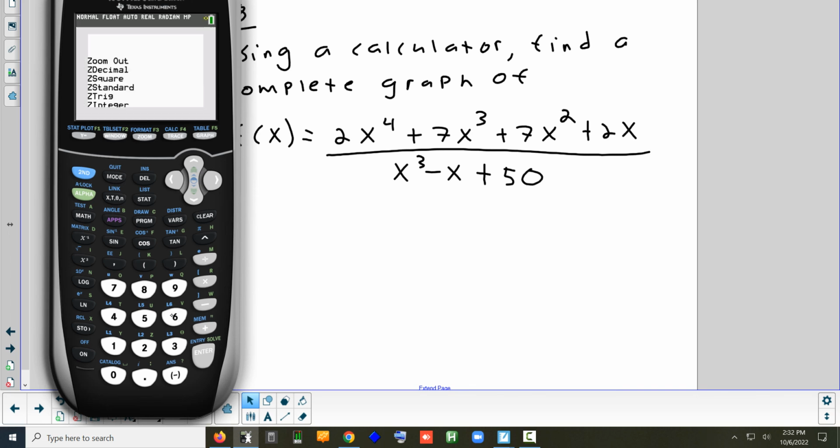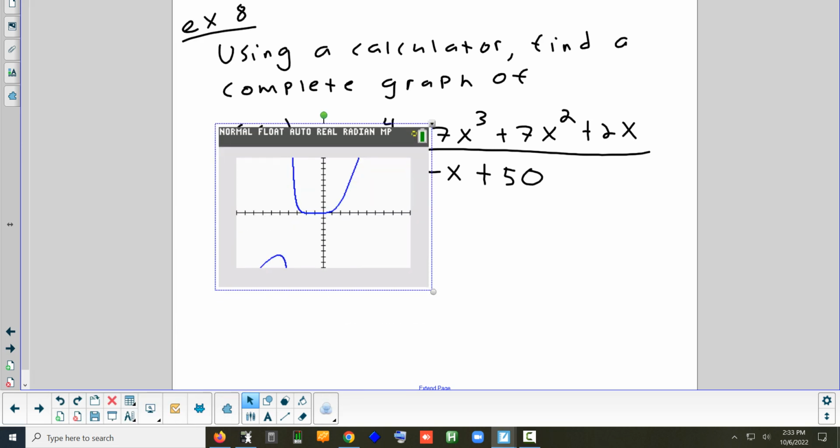So I typed it in. I'm going to do zoom 6. And that's what we get for a picture. That's pretty good. This piece, if you zoom out more, is just going to kind of keep going like this. This piece just keeps going up, and this piece goes that way. Now, is there anything on that graph that you think looks a little suspicious, like we might want to check it out a little closer?